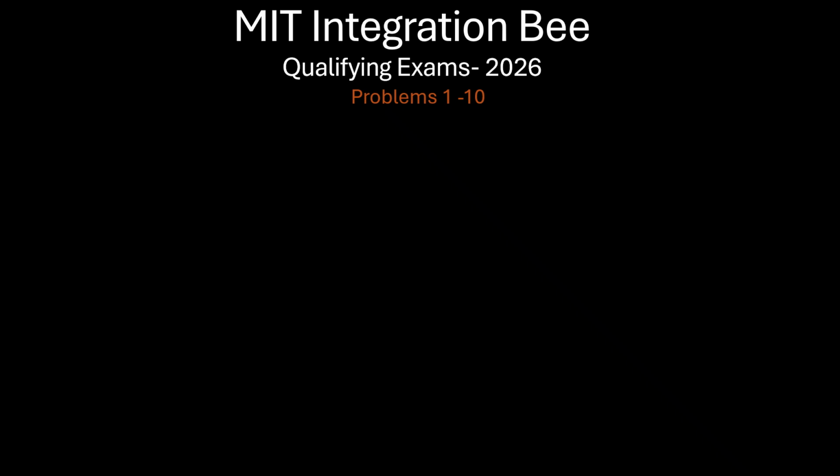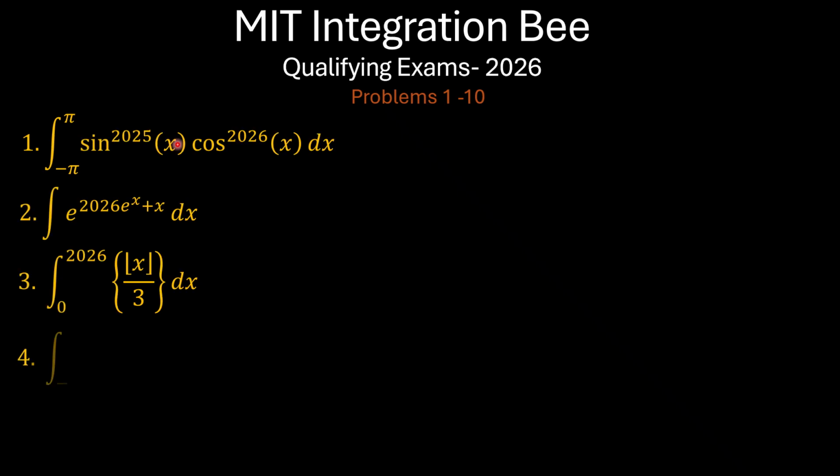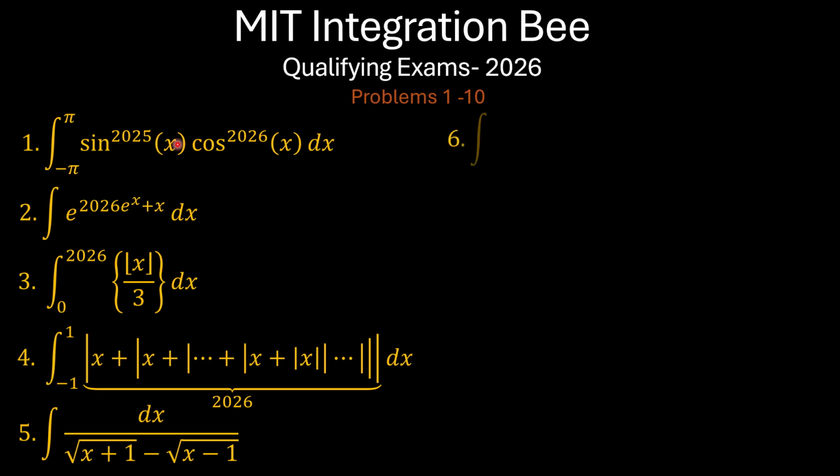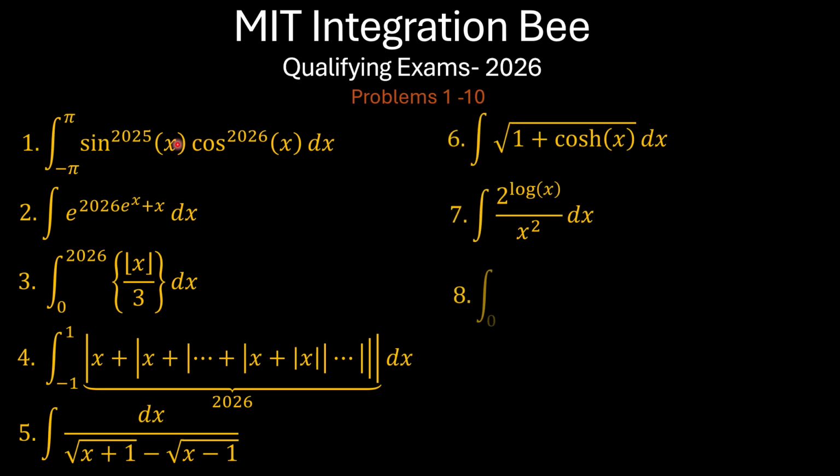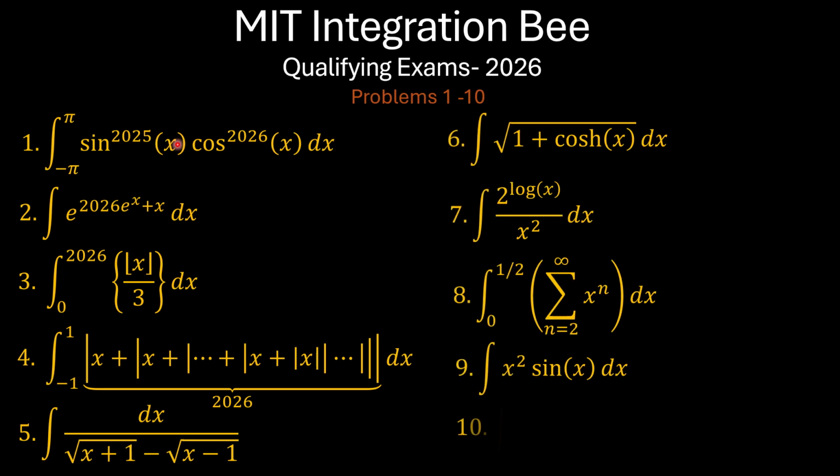So welcome to Everyday Mathematics. Today we are on the MIT Integration B Qualifying Exams 2026 that was held today, the 20th of January 2026. And we're looking at the first 10 problems of that qualifying exam. Problem number 1 as shown here, problem number 2, problem number 3, problem number 4, problem number 5, problem number 6, problem number 7, problem number 8, problem number 9, problem number 10.